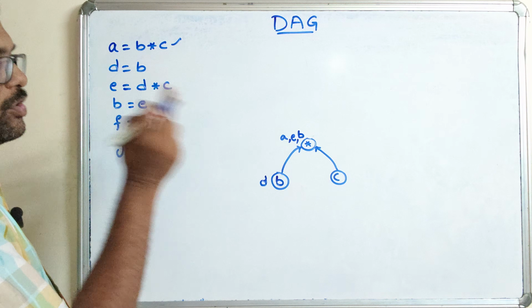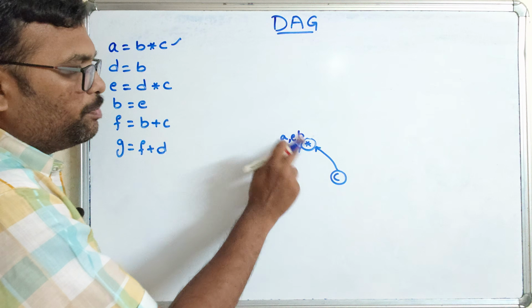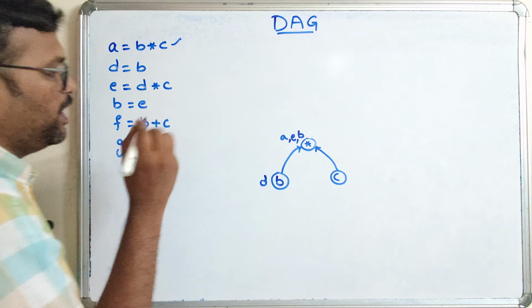See, B is equal to E. What is the E value? E value is this one, right? D into C, which is equal to B. So this value is B. Now B has been updated, not this one, this one.